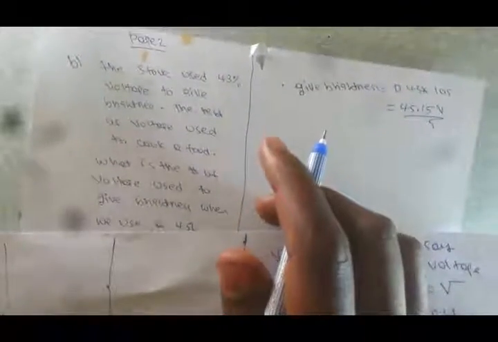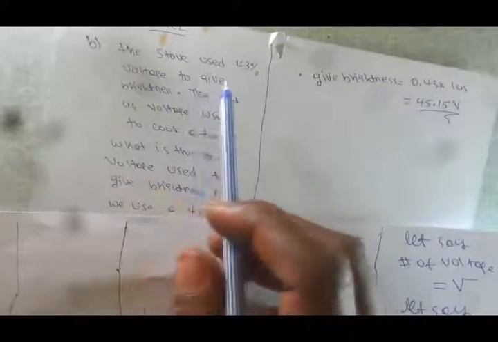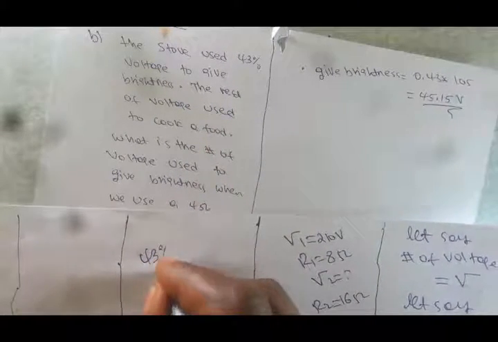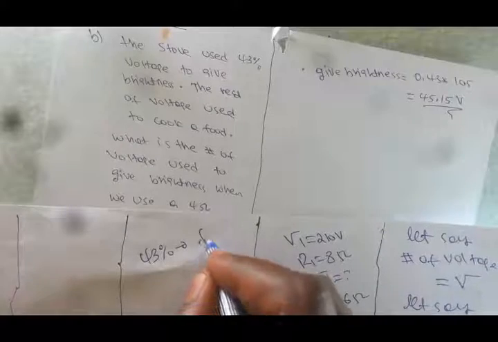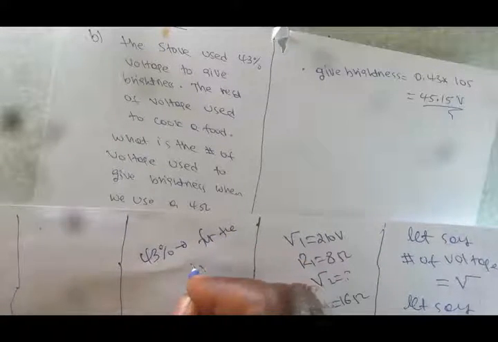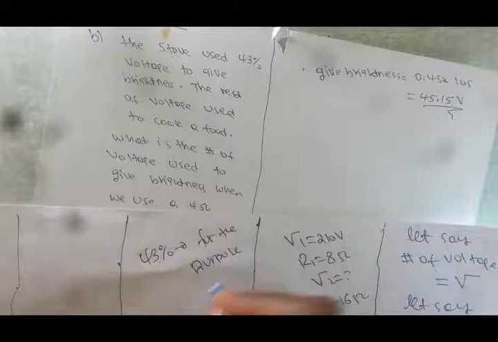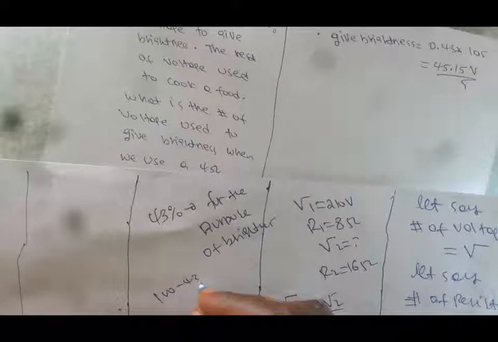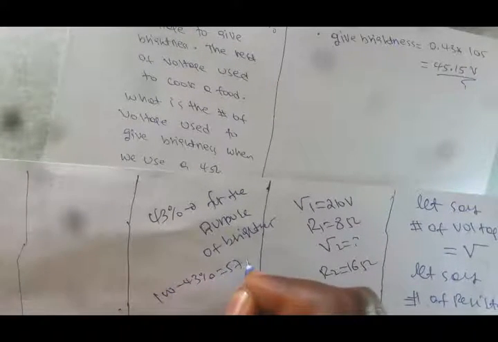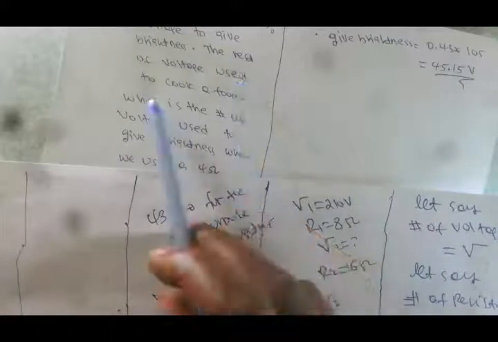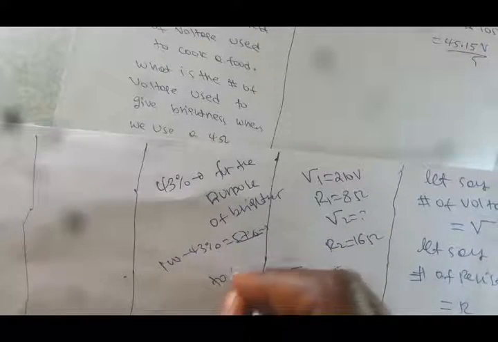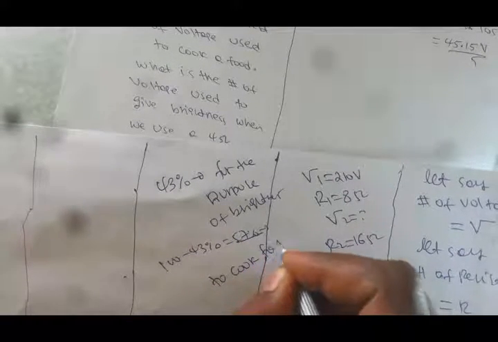This is the voltage that passed through the stove when the resistance was 16 ohm. In part B of this example, the stove uses 43% of the voltage to give brightness. Therefore 43% was used for the purpose of brightness. The rest means 100 minus 43%, which is equal to 57%. The rest of the voltage was used to cook food.